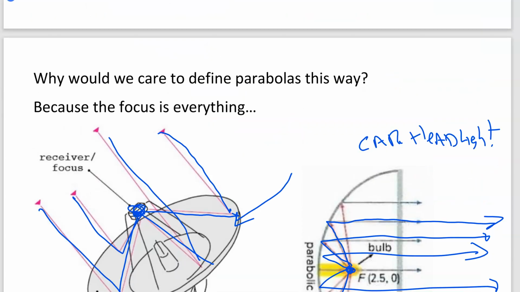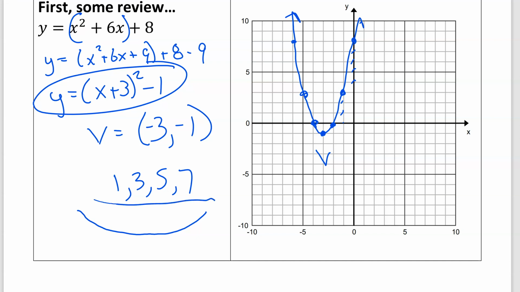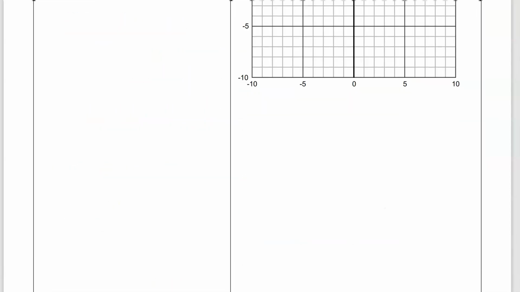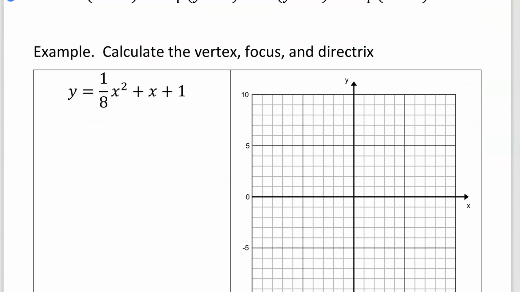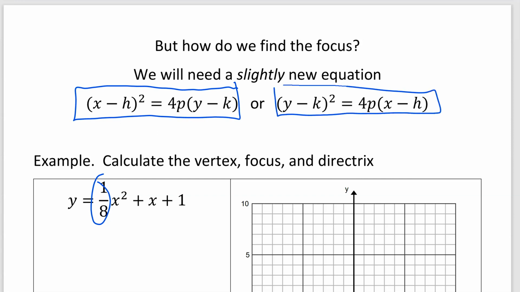Yes, we can do parabolas like this, no problem, but the ones that are useful are the ones that are really wide, right? And when it's a really wide parabola, that means we're going to have a fraction on it, okay? It's no big deal. We need to look at two slightly new equations. They're very similar to the ones we have been doing.